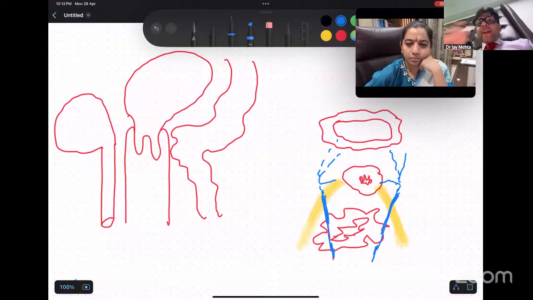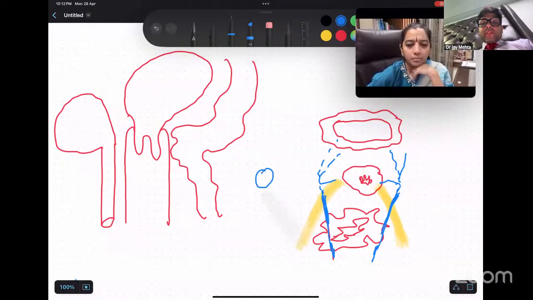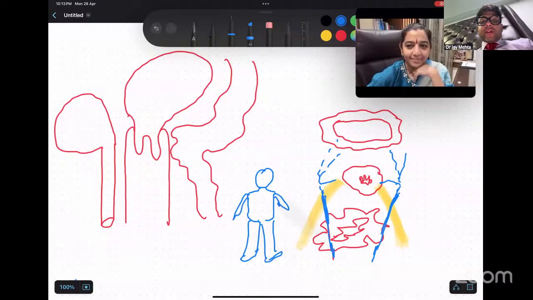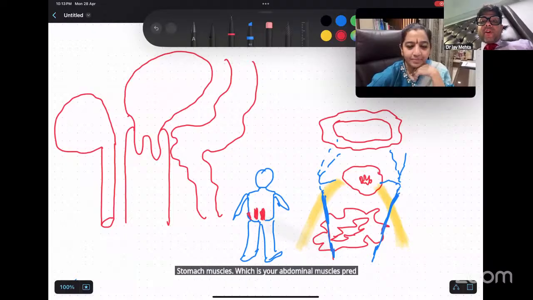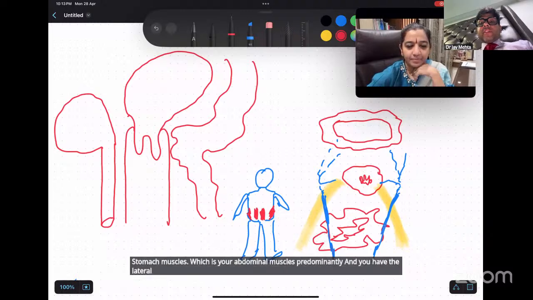Correct? And in the human body above that, I just draw a small face. Kindly accept my drawings as they are. Whatever leg. Fine. Some of them will have hands also. And you have your stomach muscles, which is your abdominal muscles predominantly. And you have the lateral muscles here, right? This much we all know.